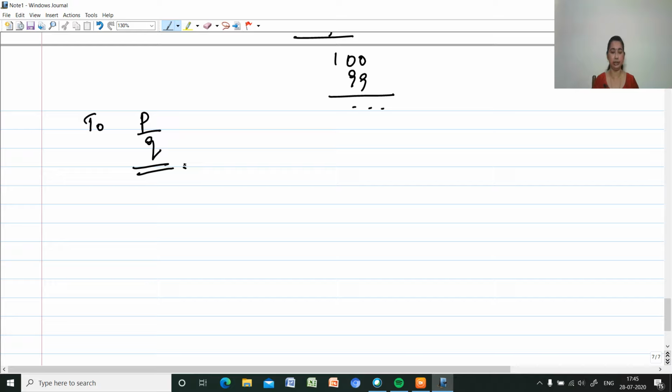How will you convert decimal numbers to p by q form? So let x is equal to 0.333 etc. We have to convert this into p by q form. So what we have to do here?